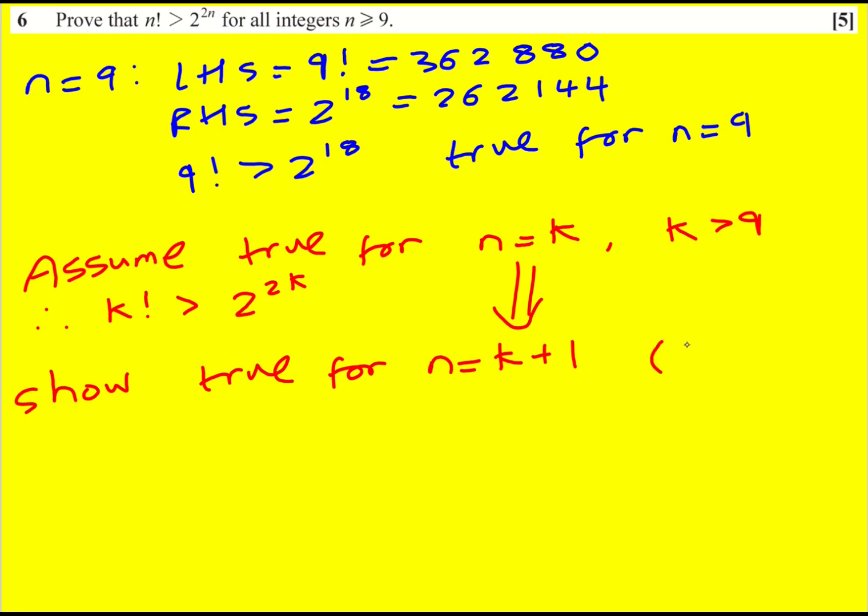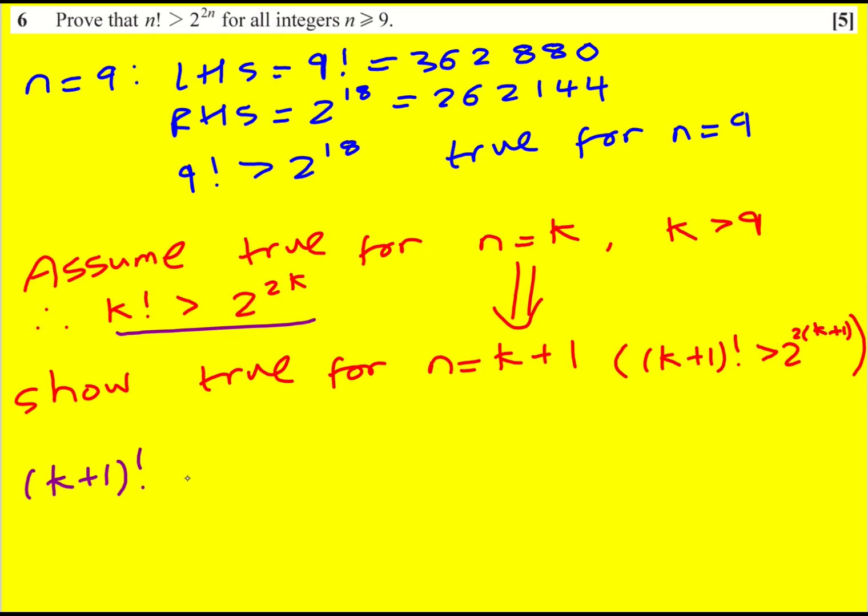And I think it's good to just write in brackets what we're trying to get to. We're trying to show that k plus 1 factorial is greater than 2 to the 2k plus 1. Oh, sorry, run out of space. All right, well, let's start with k plus 1 factorial. And we're going to somehow use this to help us out.